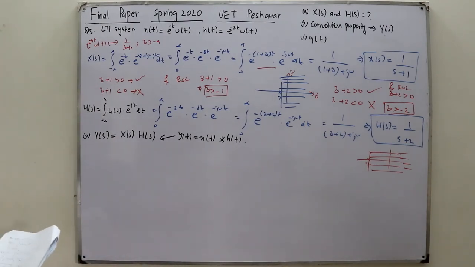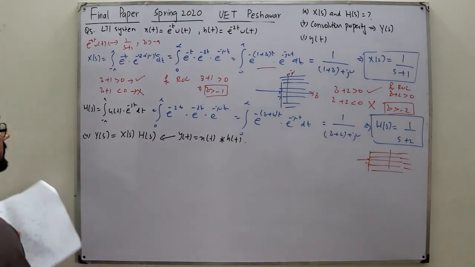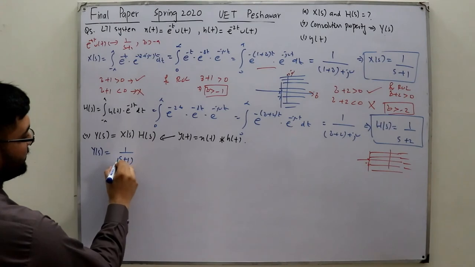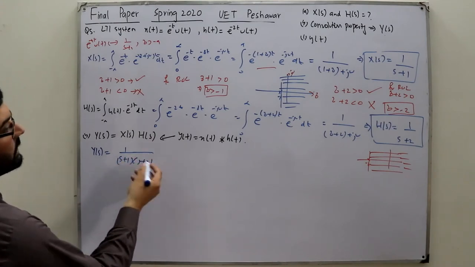So let's say we do it. So please hurry up. Y of s, this would be equal to 1 over s plus 1 into s plus 2. And I've already solved this.